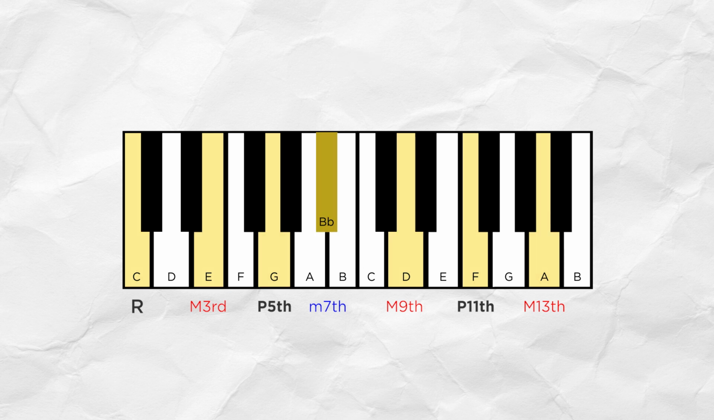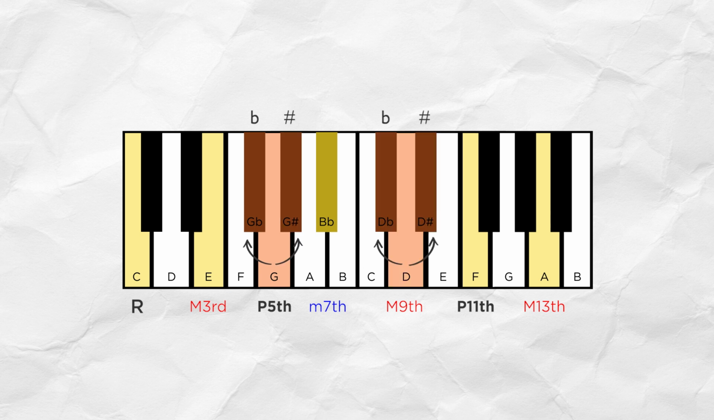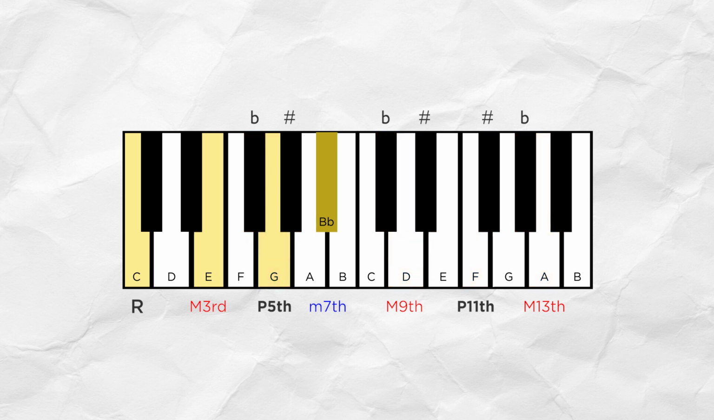From there, you can alter the 5th to a flat 5 or a sharp 5, the 9th to a flat 9 or a sharp 9, the 11th to a sharp 11, and the 13th to a flat 13. And you may alter several of those notes in the same chord. So that's a lot of options, but you can follow a couple of rules to help have better results.